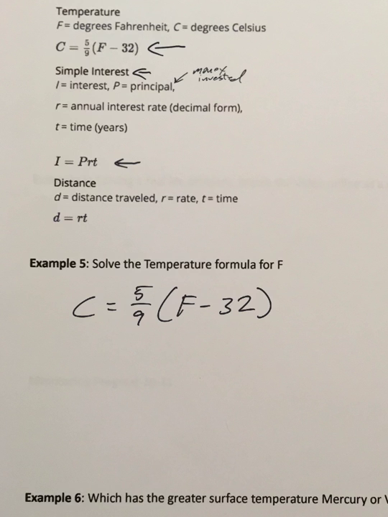What does multiplying both sides by 9/5 do? How many terms do I have on the left side? Just one, right? And I only have one on this side. What does multiplying by 9/5 do?